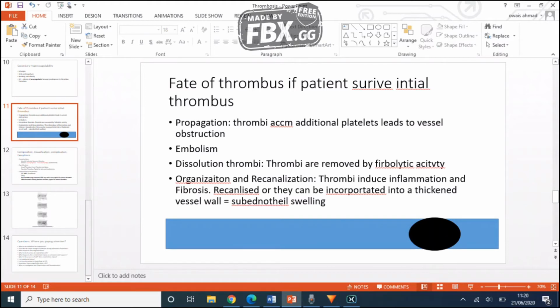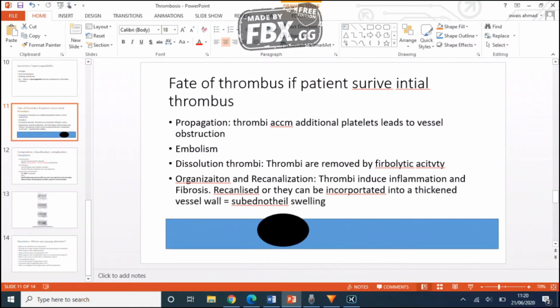Fate of thrombosis: if the patient survives the initial thrombus, that can lead to propagation, thrombi accumulation, and additional platelets leading to vessel obstruction. And then there can be embolism, there can be dissolution of the thrombi, which can be reduced by fibrinolytic activity. So basically the thrombus can go further, which can be embolism, it can lead to dissolution of the thrombi, and then there can be propagation, which accumulates additional platelets leading to vessel obstruction. And then there can be organization and recanalization, thrombi-induced inflammation, fibrosis, recanalization, leading to a thickened vessel wall or subendothelial collagen. So what do I mean by any of this?